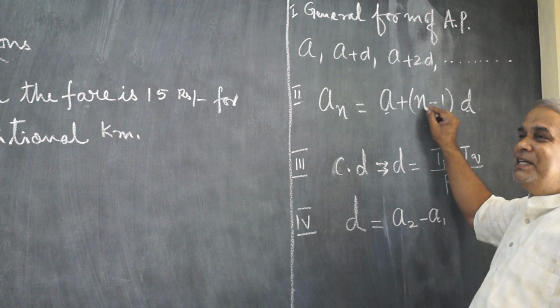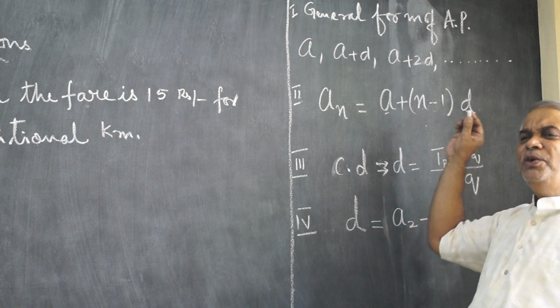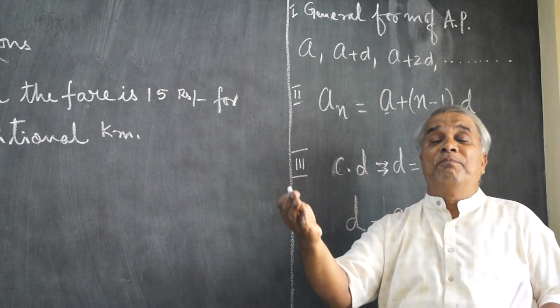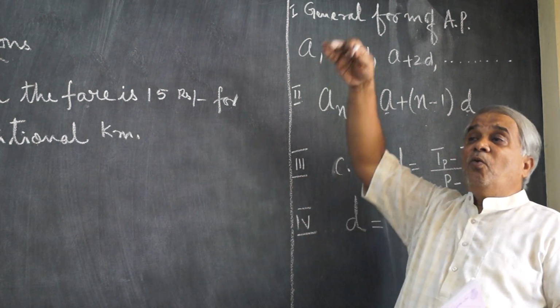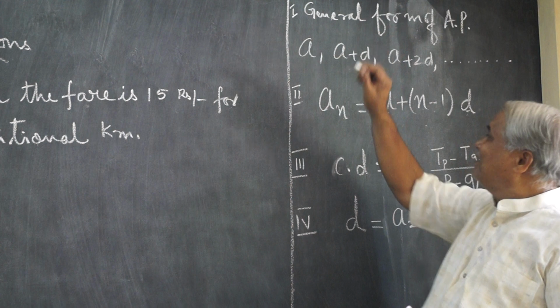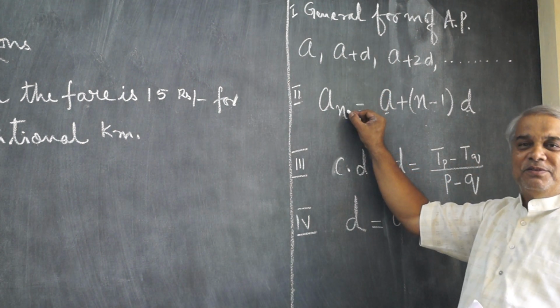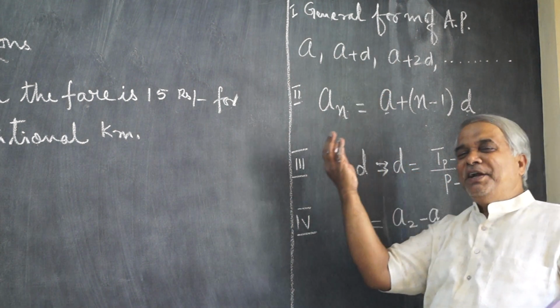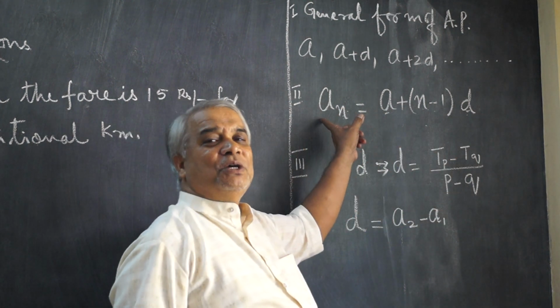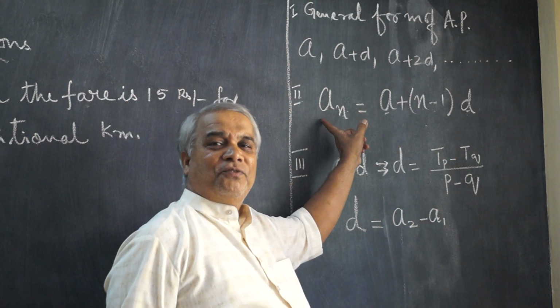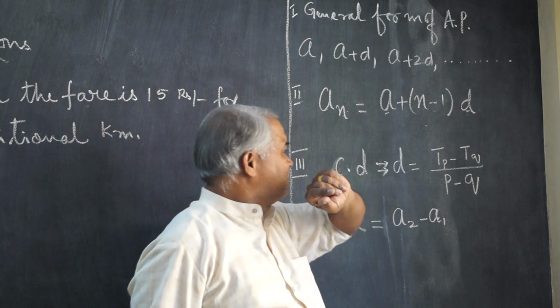So n is the number of terms. You want to find the 100th term of 3, 6, 9, 12, etc. What will be the 100th number? This formula will help us. Now we don't need any fingers. We need only the formula to find the number of terms of an arithmetic progression.